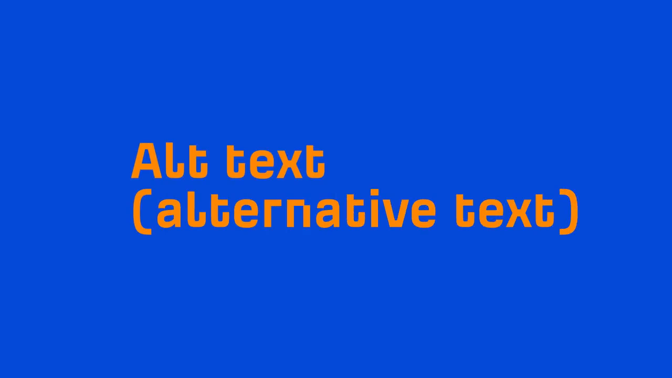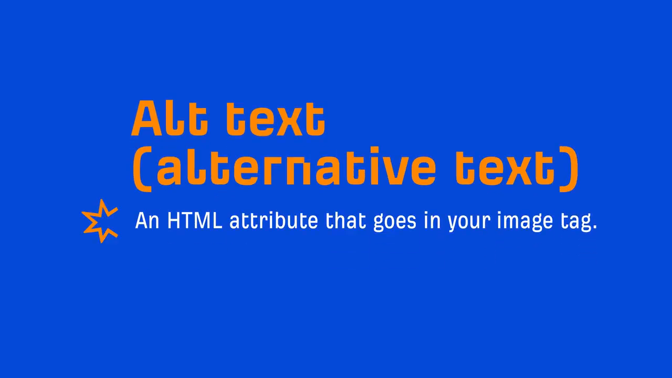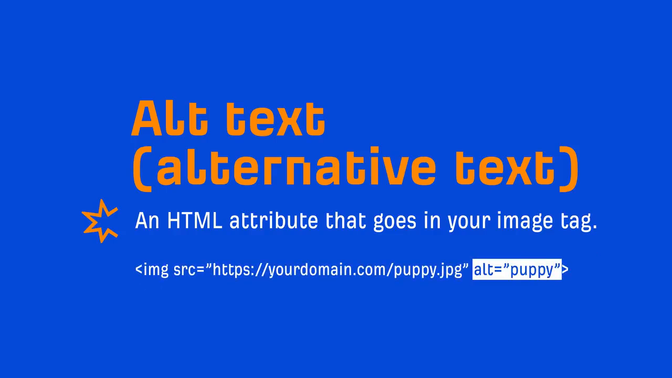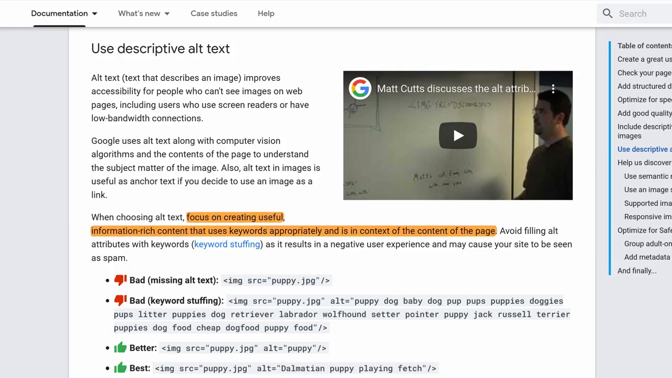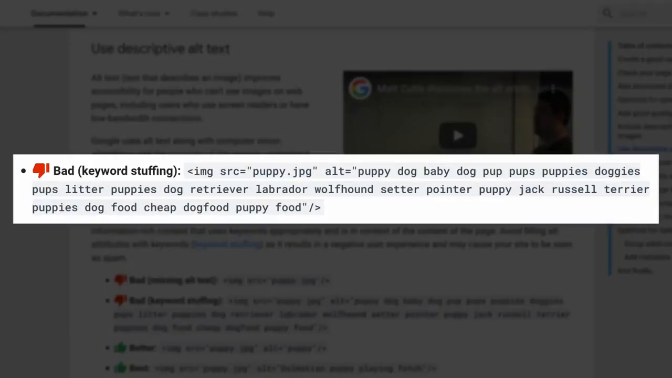Alt text, short for alternative text, is an HTML attribute that goes in your image tag. So the syntax would look something like this, where the alt value should describe the image. Alt text helps improve accessibility for those who are using screen readers, or if the image fails to load, visitors will be shown the alt text instead. Now, Google recommends creating useful, information-rich content that uses keywords appropriately and is in context of the content of the page. Yes, Google explicitly says to use keywords, but they also say to avoid stuffing keywords as it results in a negative user experience and may cause your site to be seen as spam, meaning don't do something like this.